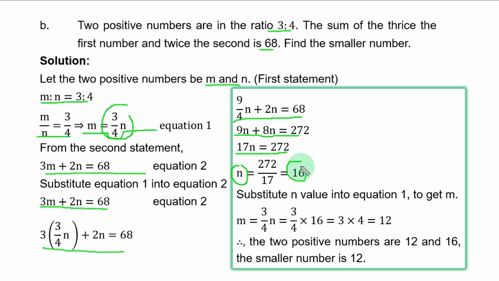Now that you know n, you can easily get m using equation 1. Equation 1, m is equal to 3 over 4 n, and n is 16. So you have 3 over 4 times 16. That is 3 times 4, equal to 12. Therefore, the two positive numbers are 12 and 16. The smaller number is 12.